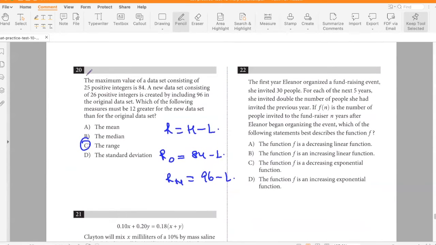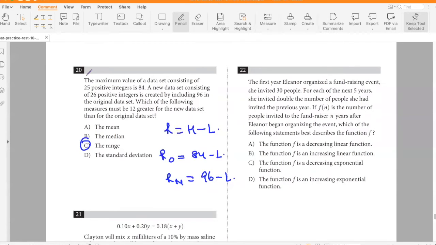The first year Eleanor organized a fundraising event, she invited 30 people. For each of the next 5 years, she invited double the number of people she had invited the previous year. If F(n) is the number of people invited to the fundraiser n years after Eleanor began organizing the event, which of the following describes the function f?